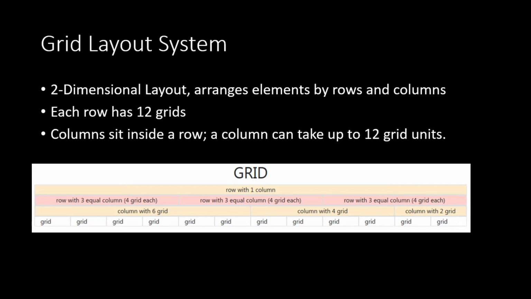So on the first row here, I only have one column, and that column is taking up the whole 12 grids. On the second row, I have 3 equal columns, and each column takes 4 grids. That's the reason why they're having the same width. On the third row, however, we have 3 columns with different sizes, and you can customize it in any way you like. We can even nest a row inside a column.